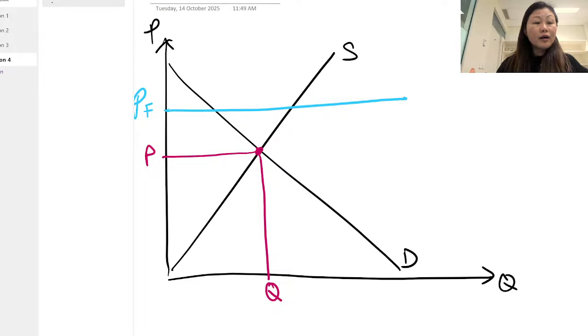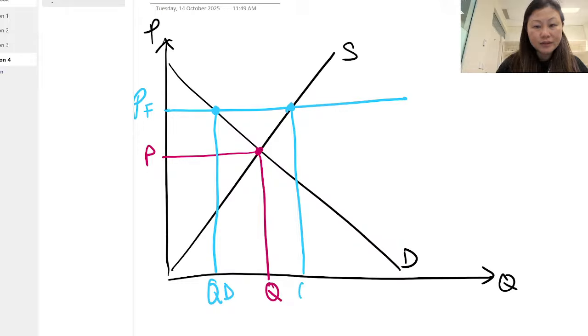And we are going to then look at what happens. At the price floor, we find the point that intersects the demand curve. We find the point that intersects the supply curve. And we find our quantity demanded. And we find our quantity supplied. Quantity supplied is greater than quantity demanded. So this is excess supply.